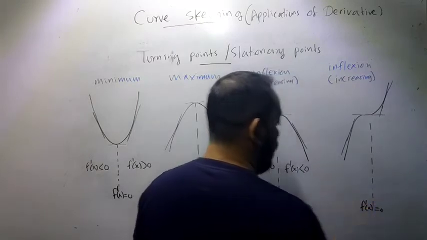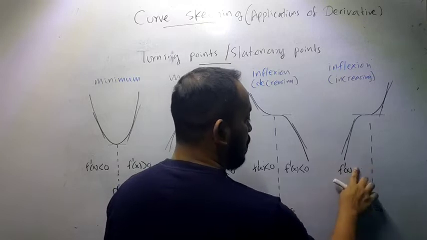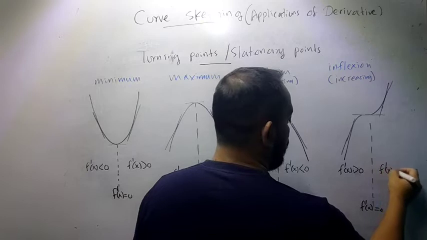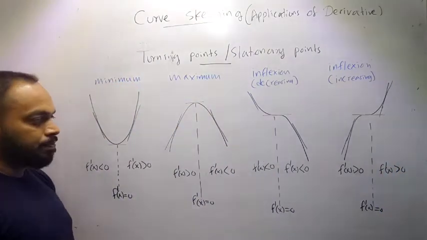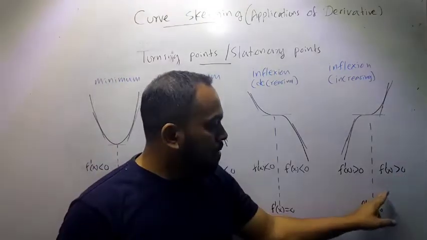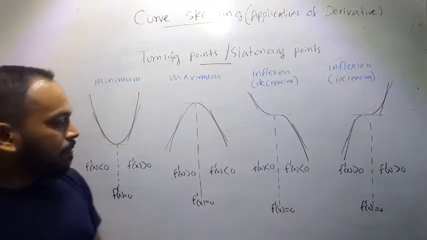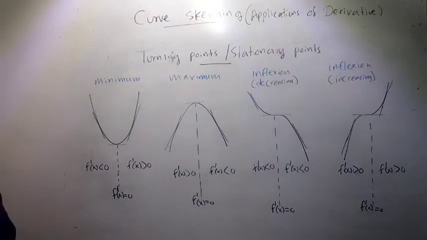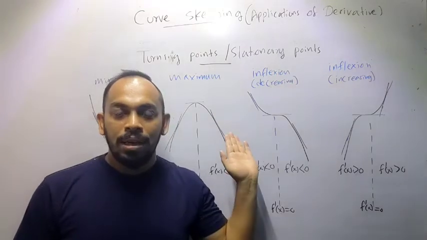F dash of x is 0, the derivative is positive on this region, and also it is positive in this region. They are all positive. Positive, 0, positive. Negative, 0, negative. Negative, 0, positive. Positive, 0, negative. Right. So this is what we have to sketch, but you're not going to sketch it directly.